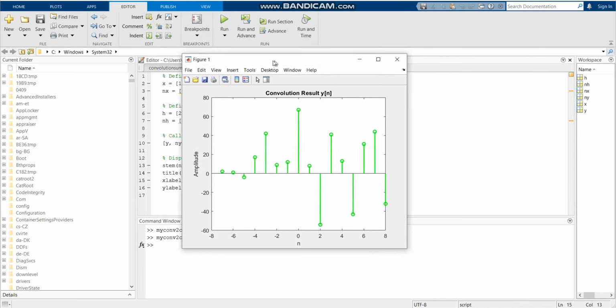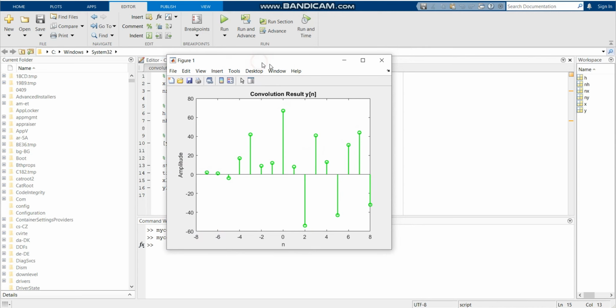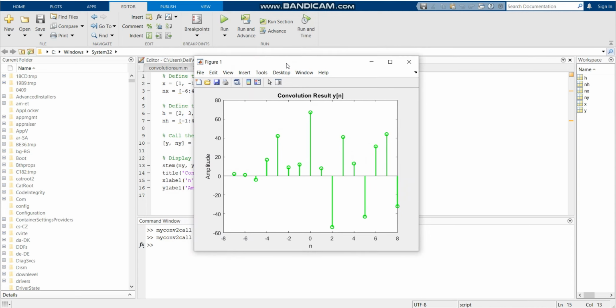Here is the result of the convolution of the two signals x of n and h of n according to their respective time indices.